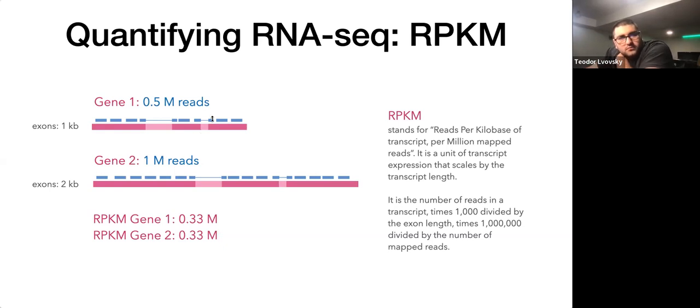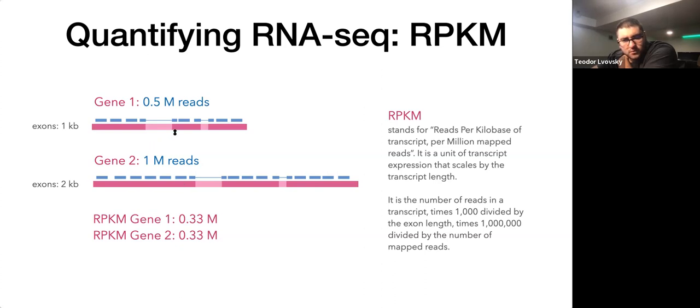So how do you do that? You compute the total number of reads, which is 1.5 million, so 0.5 million plus 1 million. And you say this gene here has got 0.5 million divided by 1 kb, divided by 1.5 million. That's the reads per kb, so 0.5 million reads per kb per million mapped reads. So you divide again by the total, which is 1.5 million, and you get an RPKM of 0.33 million. The other one, you do the same operation and you get the same number here.